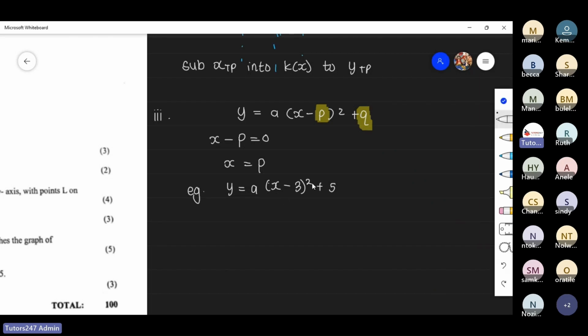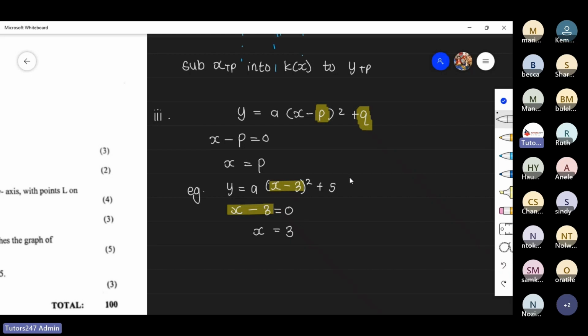So you can test it out. So you'll say x minus 3 equals to 0. All you do is you take what's inside of the bracket and equate it to 0. From there, you are then able to solve for x. So as you can see, our value of x, our value of p is 3, positive 3, not negative 3.